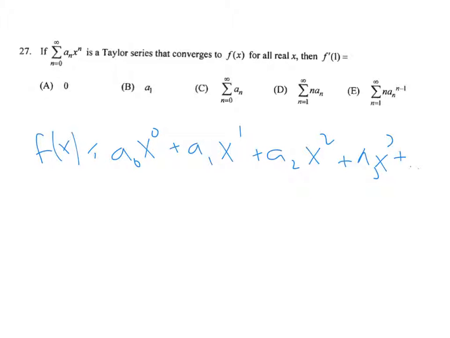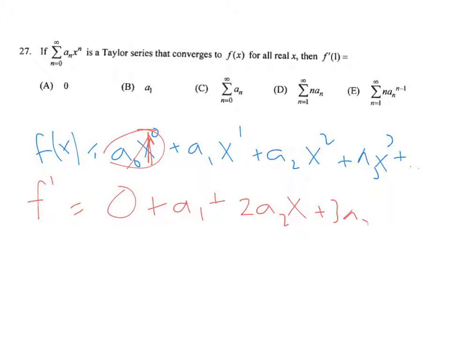And if I'm going to take a derivative of this thing, I'm going to have f prime is equal to, well, this is times 1, so this is just a constant. That's going to go away. So that's going to become 0 plus a sub 1, plus 2a sub 2 x, and then 3a sub 3 x squared, plus dot, dot, dot.